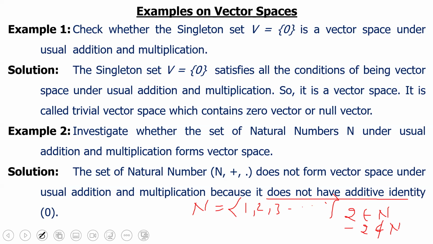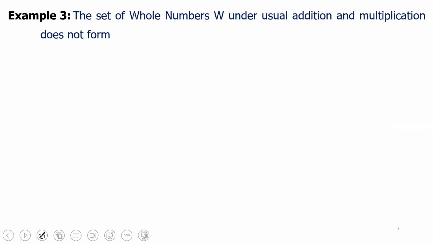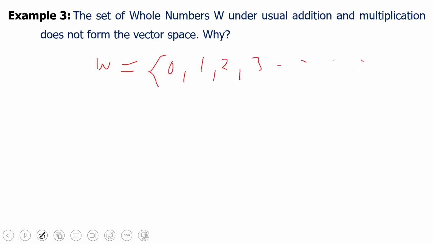Let us go to the next example, example number 3. The set of whole numbers W under usual addition and multiplication does not form a vector space. Why? Again, we have the same criteria, since W is a number system which contains 0, 1, 2, 3, and so on. So here it satisfies the closure axiom, it satisfies the associative axiom. Since 0 is present, it also satisfies the additive identity.